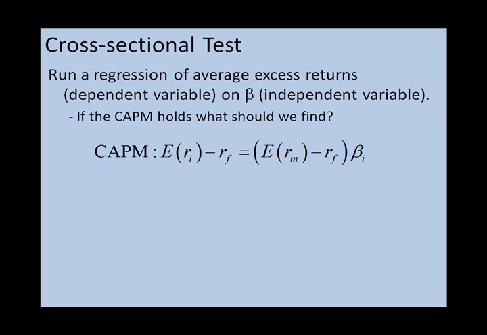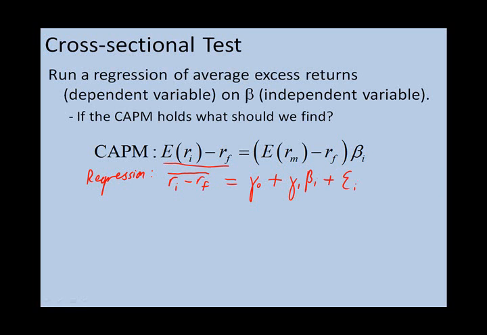Now let's see how we test this. We want to run a regression, and we don't observe expected returns minus the risk-free rate. We can calculate the average excess return, and what we're going to do is run a regression of the average excess return on an intercept, so a constant, which I'll call gamma 0, plus a slope coefficient, I'll call it gamma 1, times the beta for stock i, plus an error term. This is the regression that we're going to run.